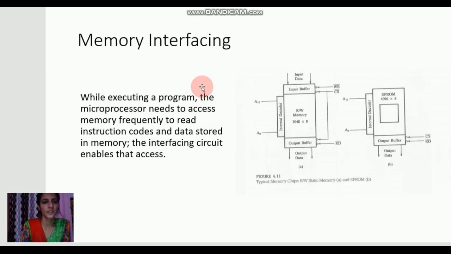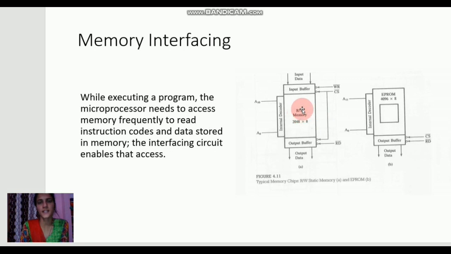Now we can move further towards our discussion of memory interfacing. While executing a program, the microprocessor needs to access memory frequently to read instruction codes and data stored in memory. The interfacing circuit enables that access. We have two examples of memory chips. One is read-write memory and another one is EEPROM, which is erasable, programmable, read-only memory.